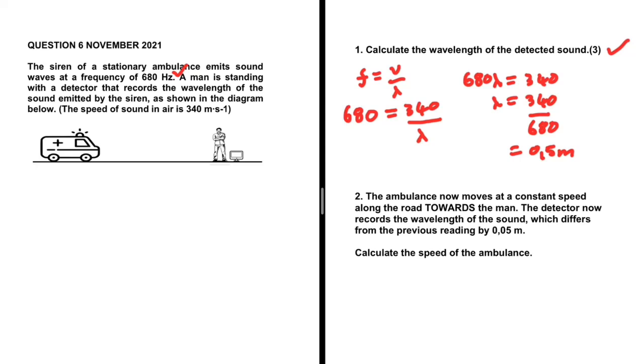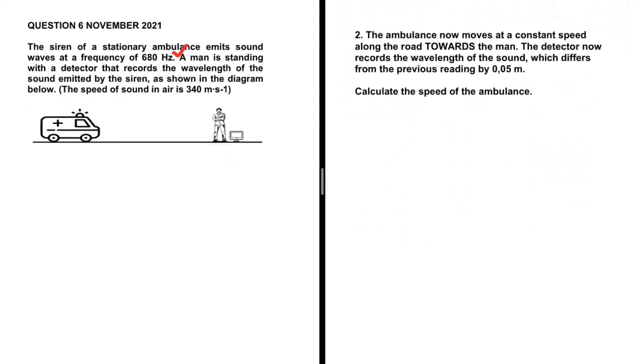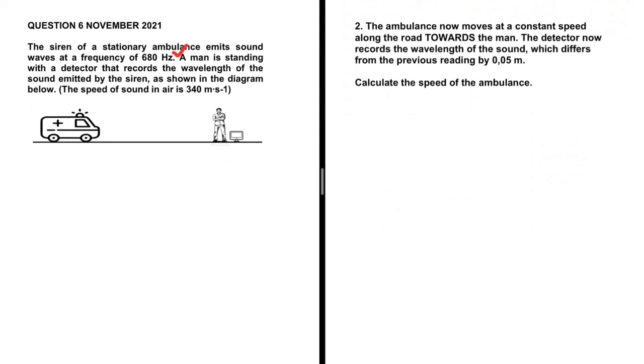Let's take a look at the second question. The ambulance now moves at a constant speed along the road towards the man. Now there is a Doppler effect that is going to occur because the ambulance is now moving relative to the man. The detector now records the wavelength of the sound, which differs from the previous reading by 0.05 meters. Calculate the speed of the ambulance.